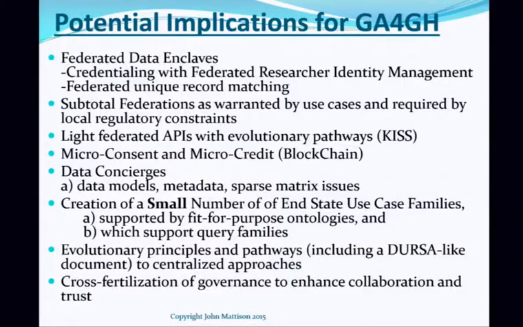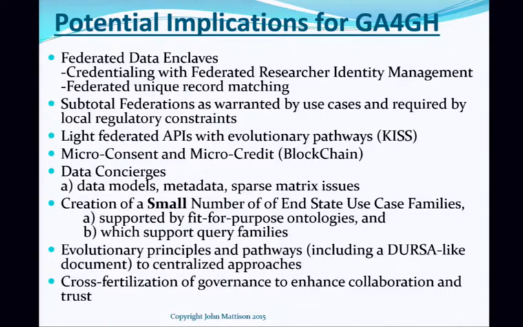We need to consider subtotal federations within the federation as are warranted by common use cases, and this is where that shared governance becomes really valuable and realistic, and as required by local regulatory constraints around privacy and so forth. We may want to focus initially on a lighter API representation so that they can actually work on target data representations without getting too granular in their approach, and then create evolutionary pathways for expanding those APIs over time. Keep it simple initially and then expand.